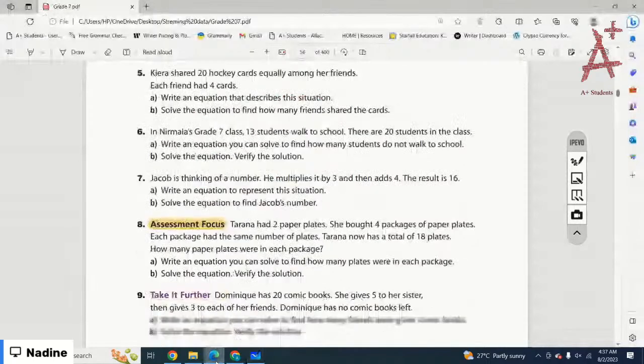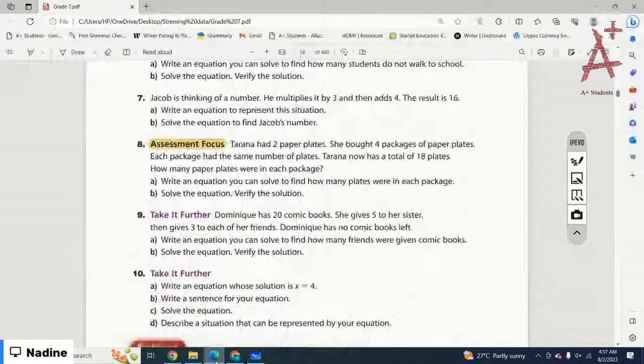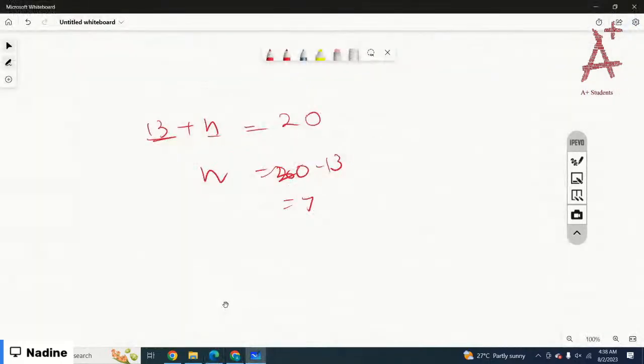Okay, Jacob is thinking of a number. He multiplies it by 3 and then adds 4. The result is 16. Write an equation to represent this situation. Solve the equation to find Jacob's number. Okay, think of a number. For example, he thinks the number is x.